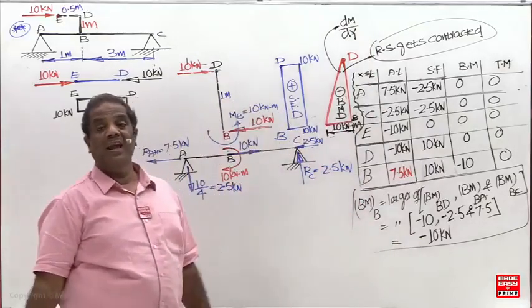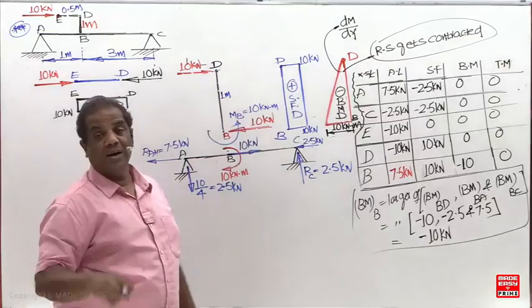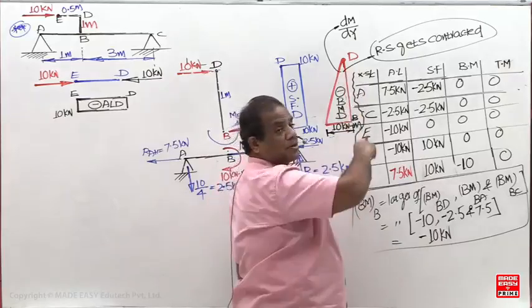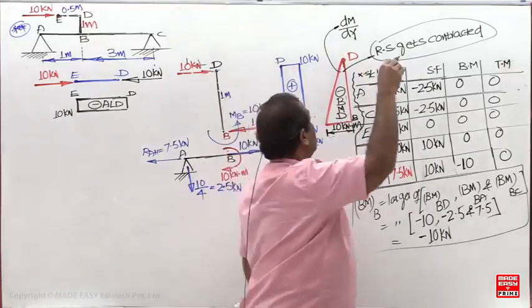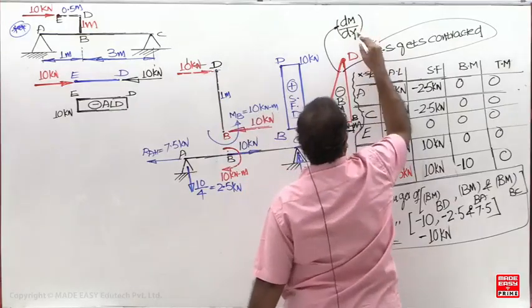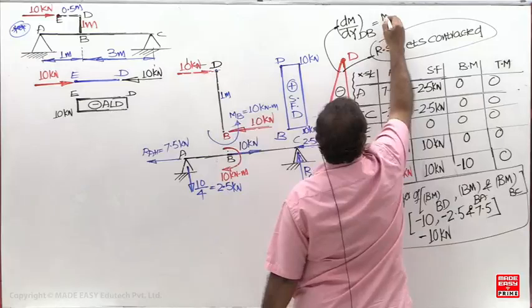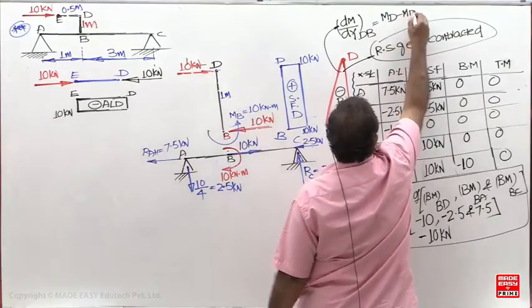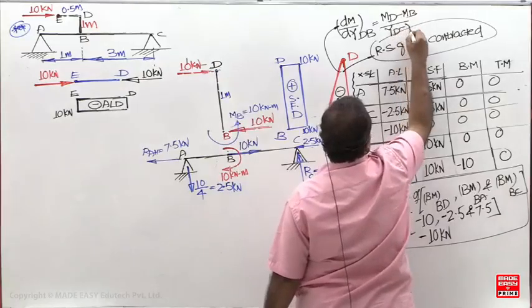Horizontal member means dM by dx. Vertical member means what? Slope of the bending moment diagram means dM by dy. Can you write it down now? You have to go from bottom to top or top to bottom. Y coordinate is positive upward. So how to write it down? dM by dy of the DB portion is MD minus MB upon YD minus YB.